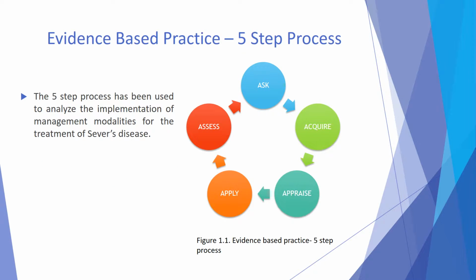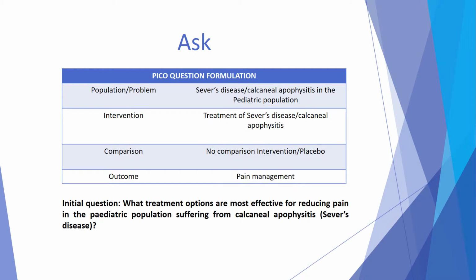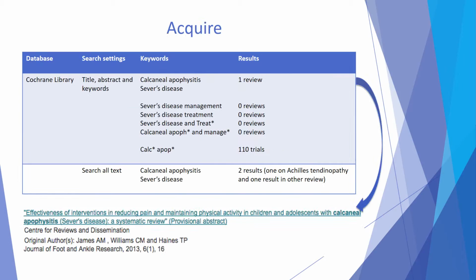We'll be using the 5-step process to analyze management modalities for the treatment of Sever's disease in the pediatric population. The clinical question for this presentation was generated using the PICO format. The initial question was, what treatment options are most effective for reducing pain in the pediatric population suffering from calcaneal apophysitis? The question was divided into search attempts while exploring numerous electronic databases. We commenced our search at the Cochrane Library database.